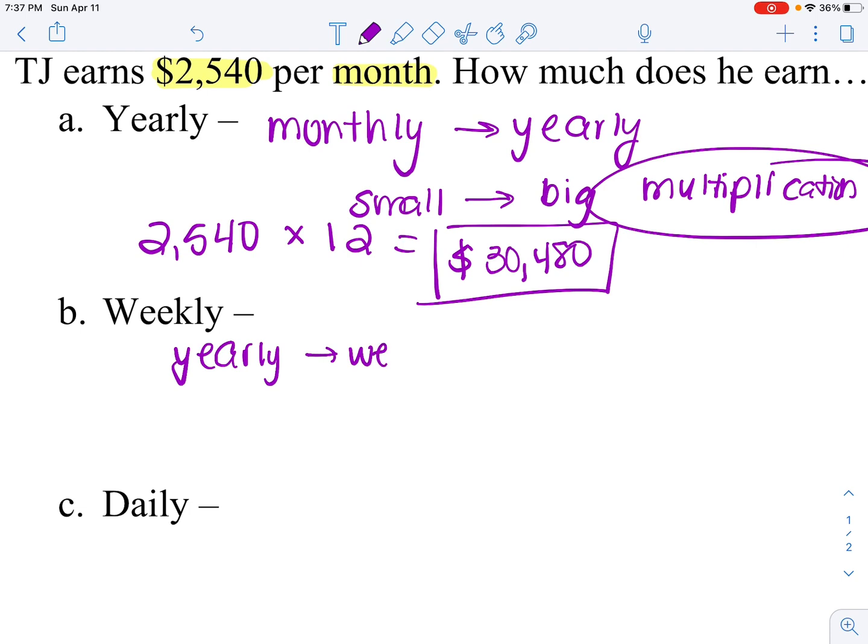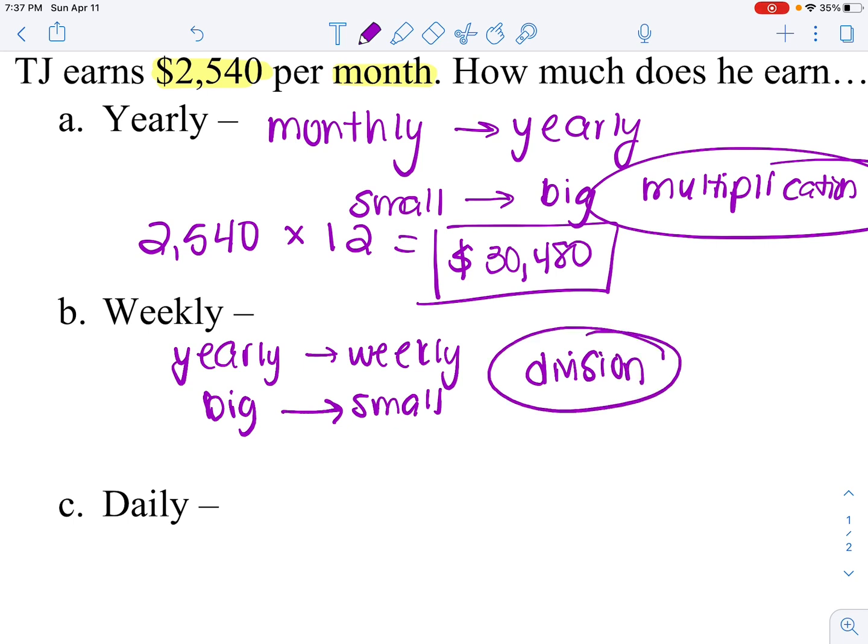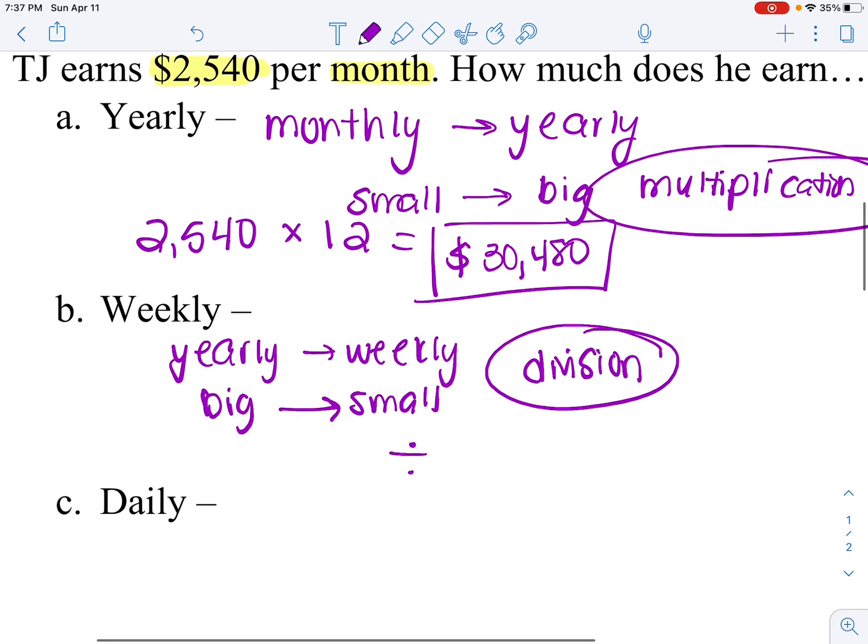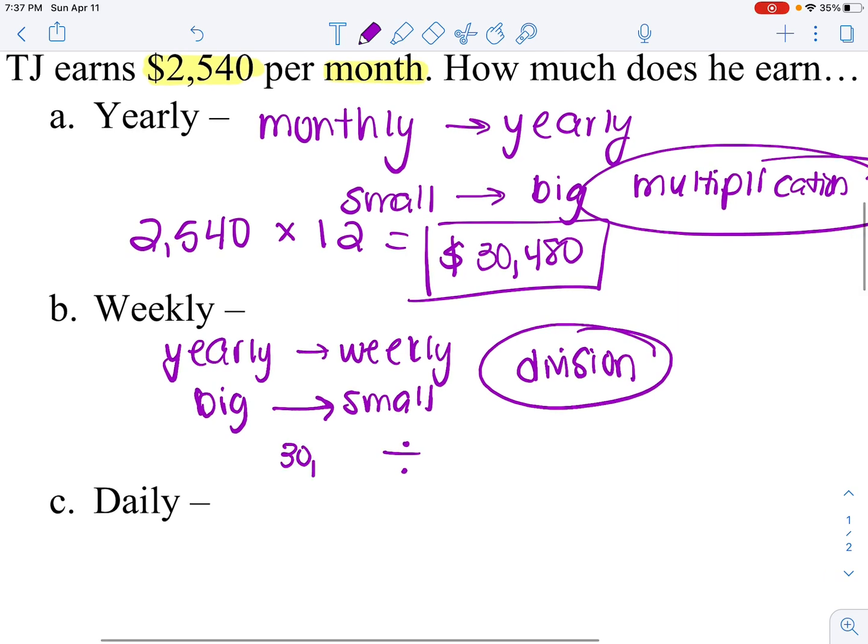to weekly. Okay, so which one is bigger? Yearly. Weekly is smaller. So we're going big to small. So instead of using multiplication, we're going to use division. Okay, so we know we're going to divide. And just like I said before, we're going to use our answer from A. So we're going to use 30,480. And we're going to divide by, well, we know this, how many weeks are there in a year? 52. And that will give us our answer.